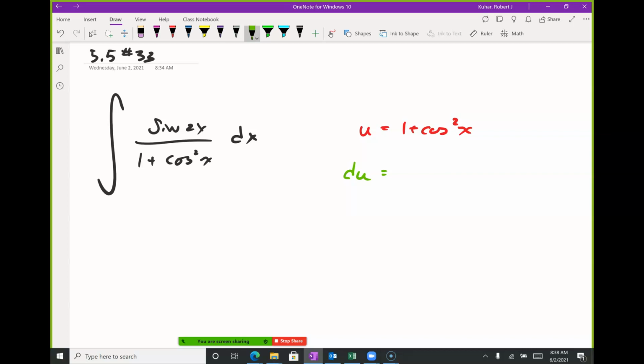Go ahead, Charlie. I can't hear you. Minus 2 cosine x sine x. Yes, beautiful. So the cosine squared is a power rule. So the power comes down times the cosine now to the first power, and the derivative of cosine is negative sine. And then you should recognize this identity, oh, dx, sorry, thank you. And you should recognize this identity as negative sine 2x dx.